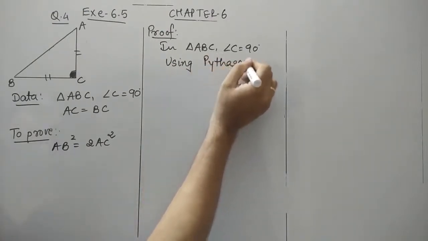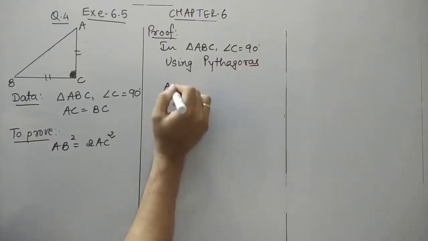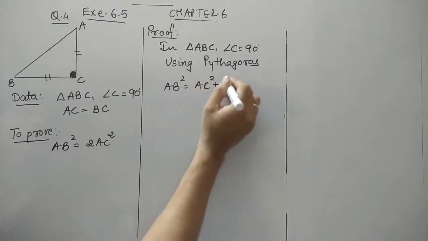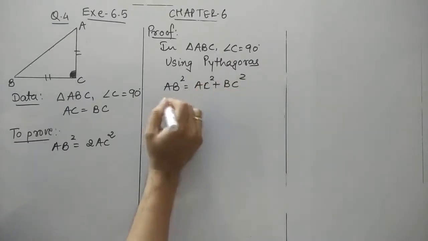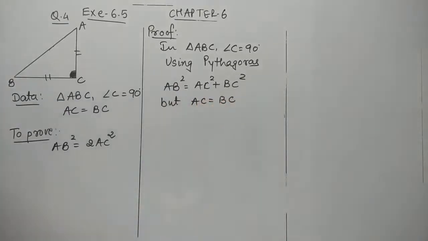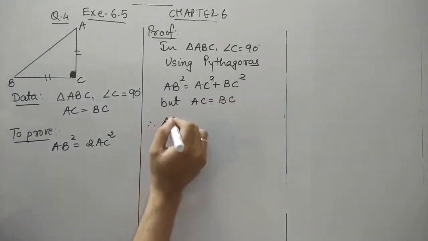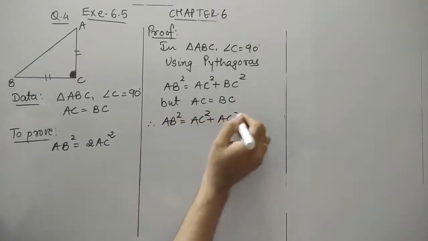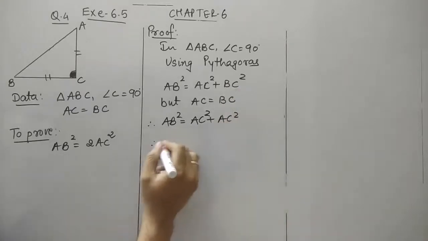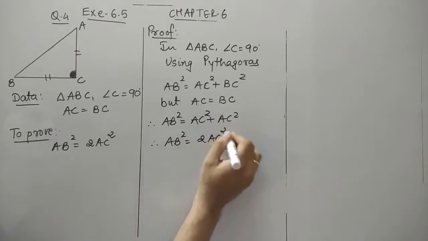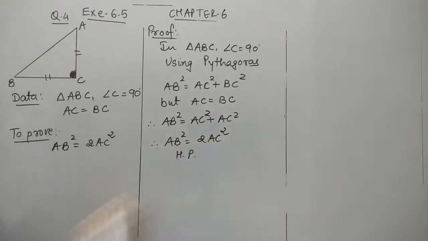Using Pythagoras theorem, we can say the square of the hypotenuse is equal to the sum of the squares of the other two sides. But as we discussed earlier, it is given in the data that AC is the same as BC. So we can write AB square is equal to AC square plus AC square. Instead of BC, I have written AC. Now AC square plus AC square comes to 2AC square. So hence we prove it. It is one of the easiest proofs we have to do.